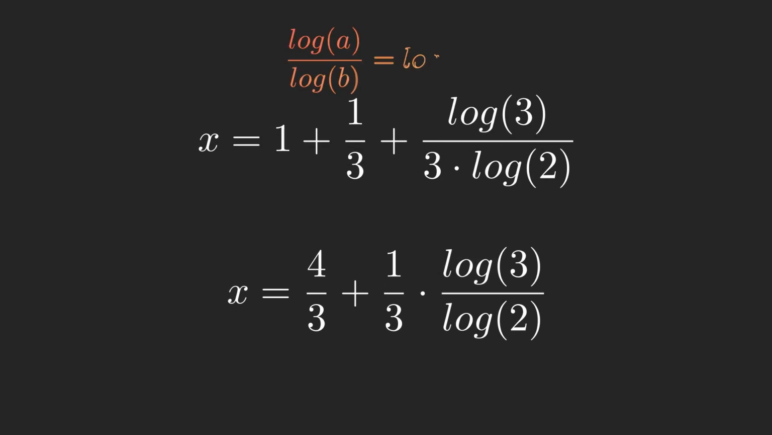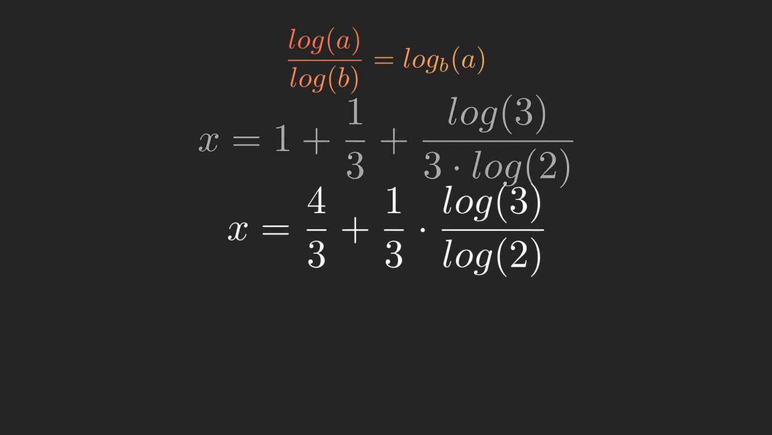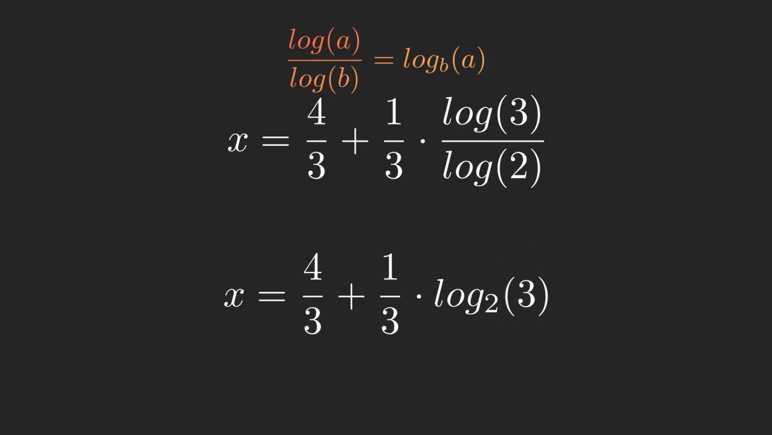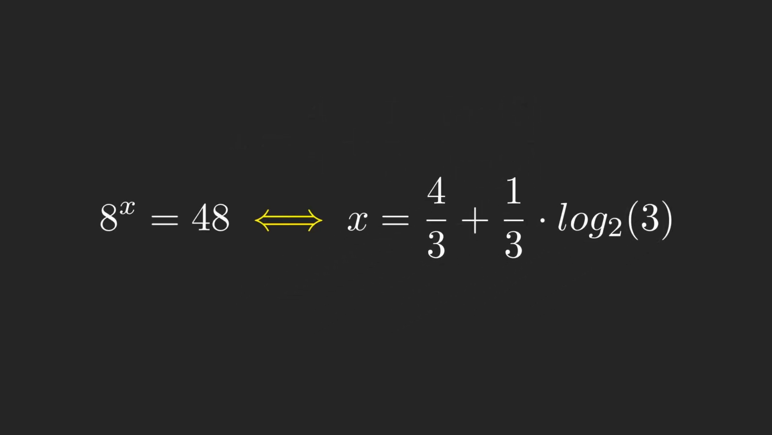The last step is using this rule to write the fraction of two logarithms as a single one. The base here becomes 2. Since we can't simplify anymore, we can say that the final answer is that when 8 to the power of x is equal to 48, x is equal to 4 over 3 plus 1 over 3 times the logarithm with base 2 of 3.